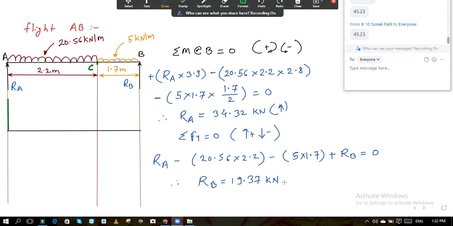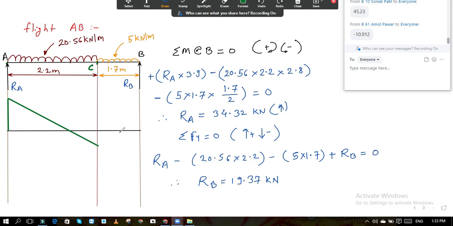No, no, 45.23. How is it possible? Minus 10.91. Okay, that is the correct answer. Minus 10.91. So we will take it down over here. This is minus 10.91, this point.